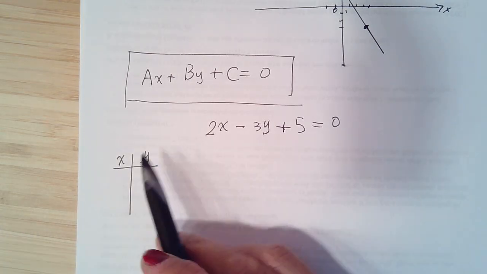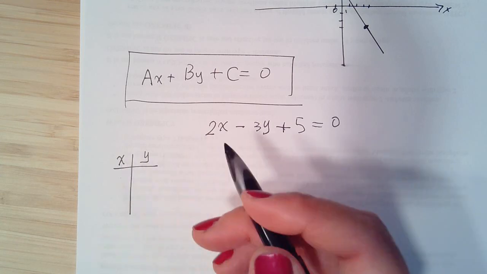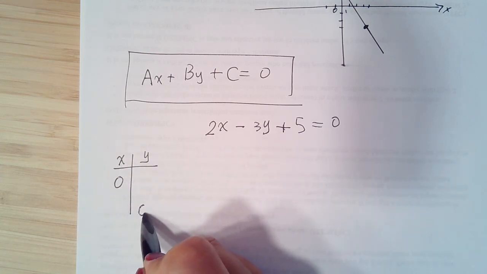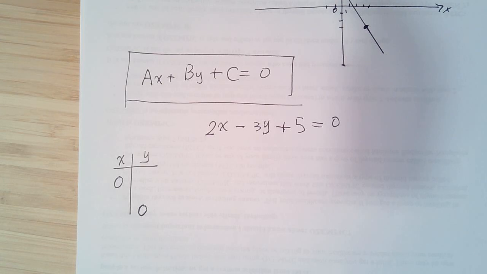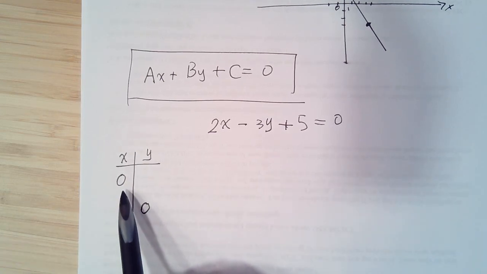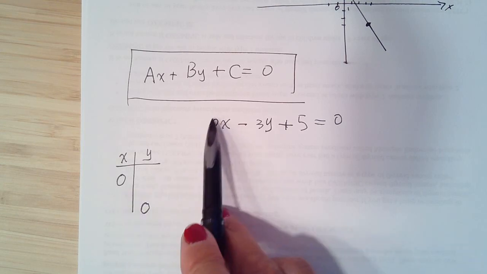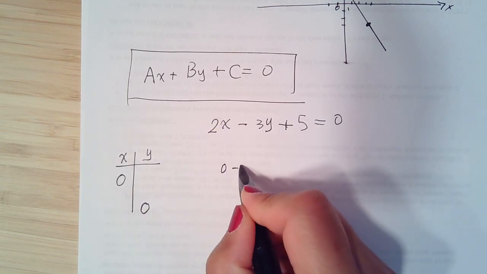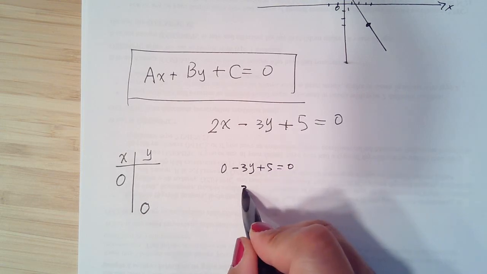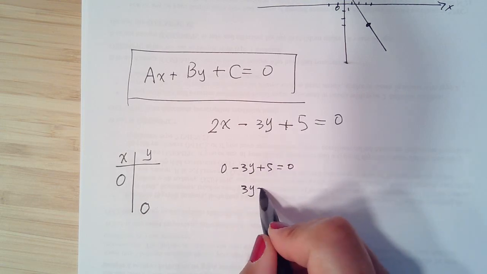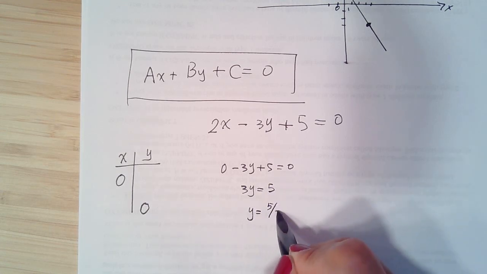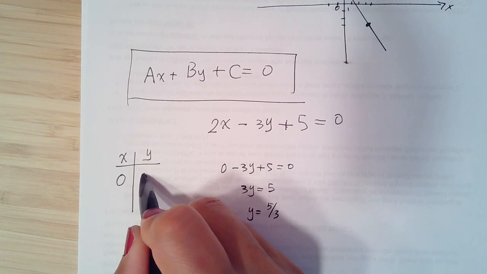You only need 2 x values. For example, you know what I like to do? I always like to choose x equals 0, and for the other one I choose y equals 0, and then I find the corresponding y and the corresponding x and then graph. So what happens when x equals 0? This part is 0. So that's going to be 0 minus 3y plus 5 equals 0. So 3y, I bring 3y over, that will be 5. So y will be 5 over 3.